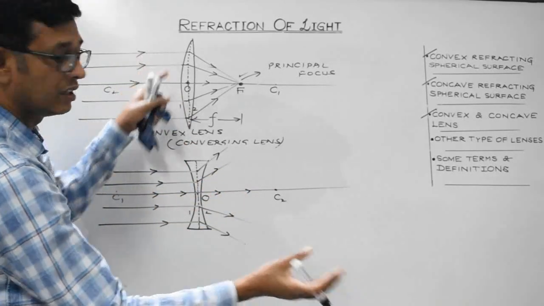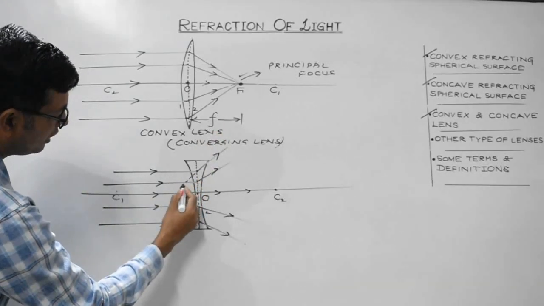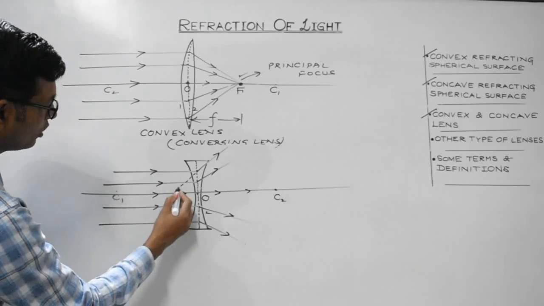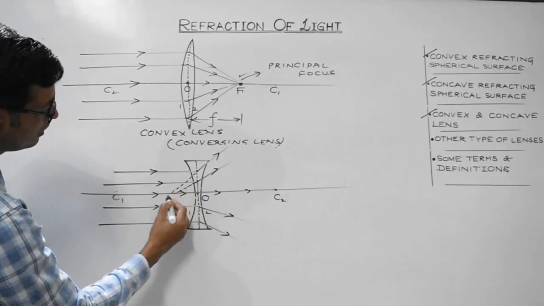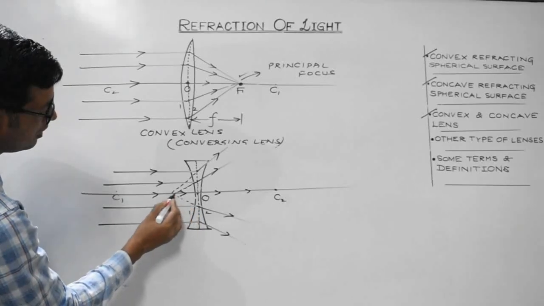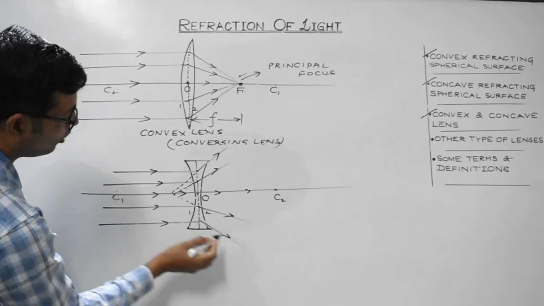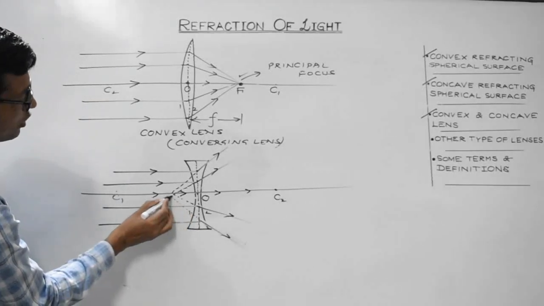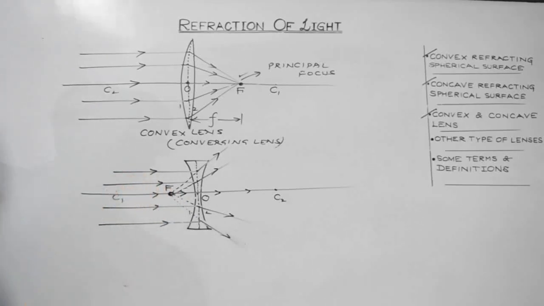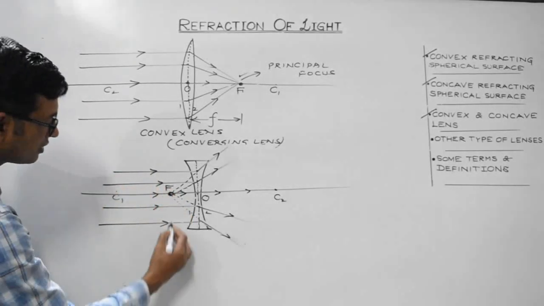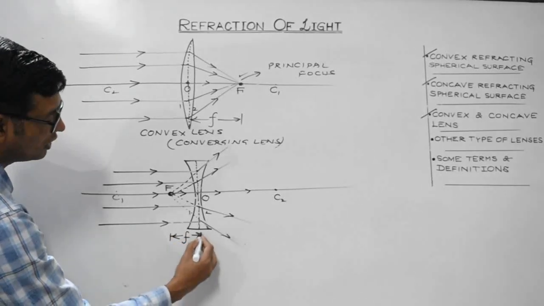So it is diverging. If you produce these in the backward direction, so all these rays will appear to be coming from a particular point on the principal axis. Like this. So this particular point from where the rays appear to be coming, this point, it is known as the principal focus. And students, this distance between the optical center and the principal focus, that is known as the focal length.